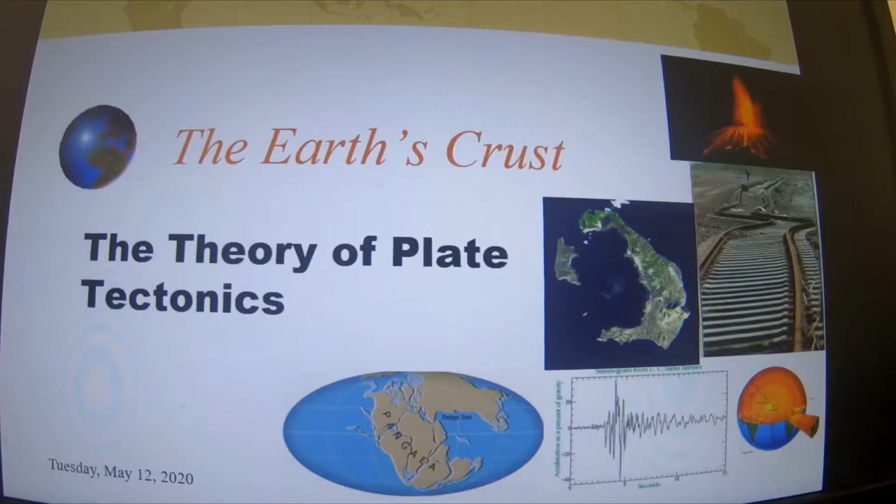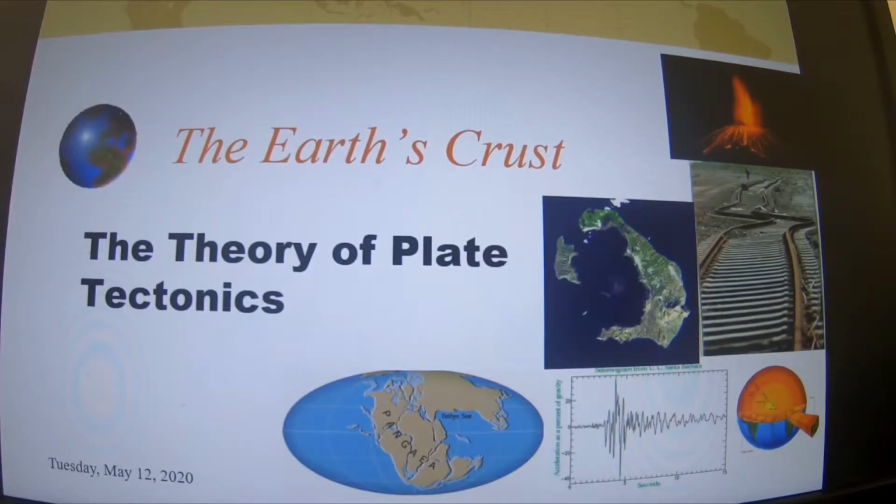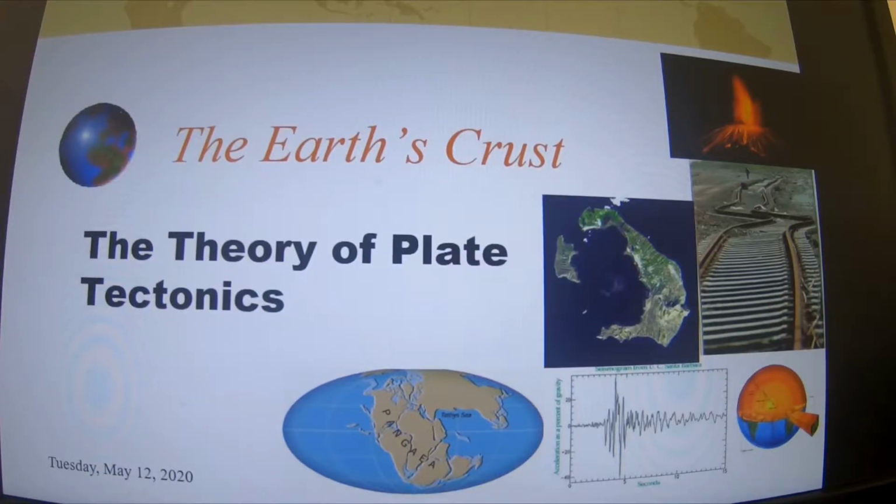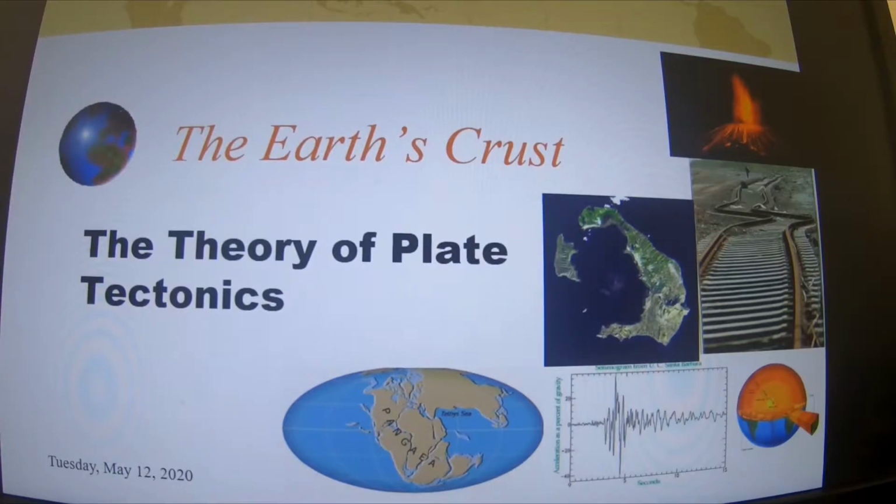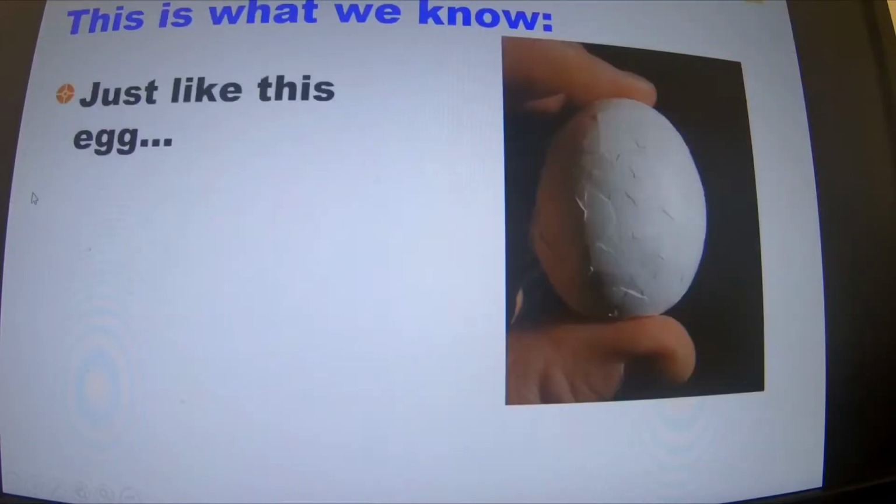But today we're going to be looking at what's called the theory of tectonic plates. So if you're doing this lesson, you should have already done the continental drift introduction and then continental drift reborn, because this is the final one that ties all three of those together.